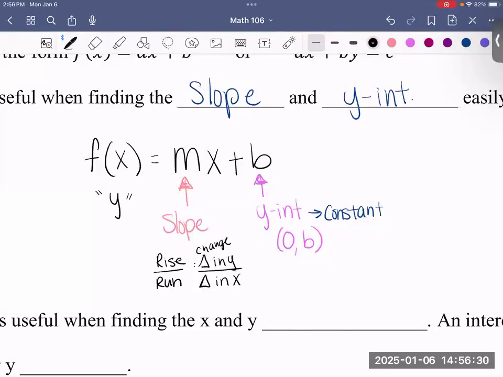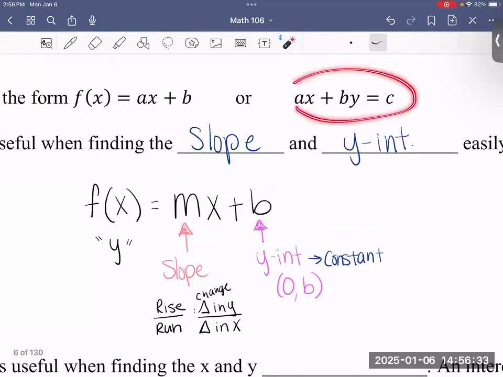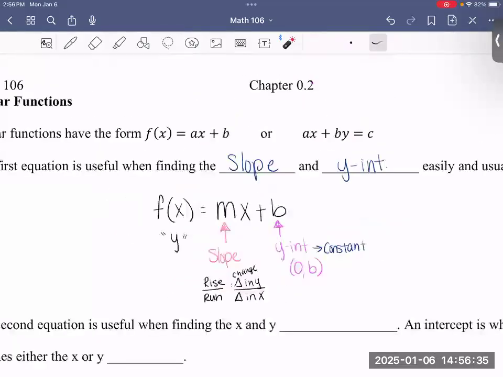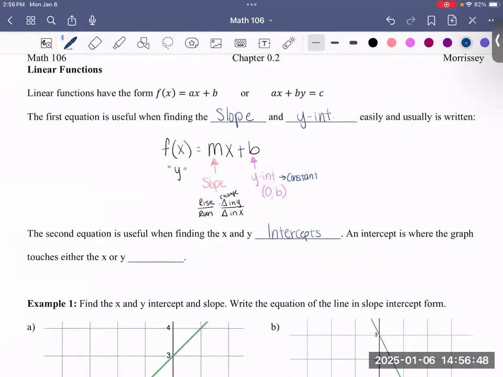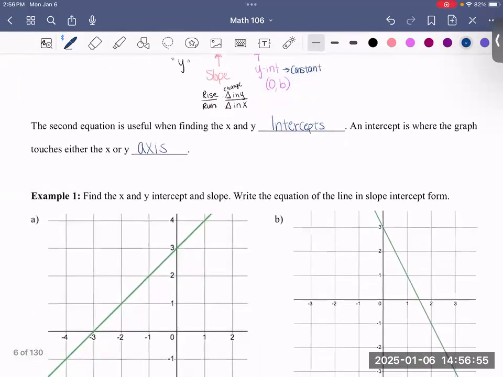Now, your second equation over here, ax plus by is equal to c, is called your general form. It's useful when finding your x and y intercepts. An intercept is where your graph touches either the x or the y axis. So that being said, this general form, ax plus by is equal to c, doesn't give you much information right off the bat. However, it is easier to find your x and y intercept in this form.